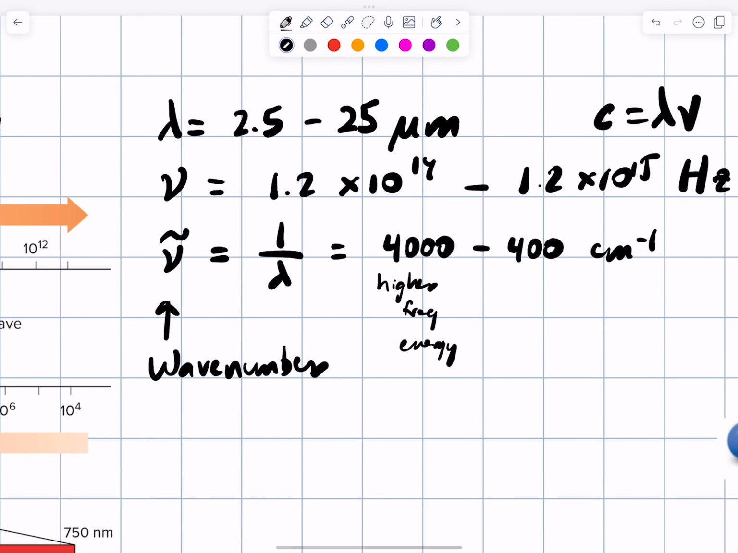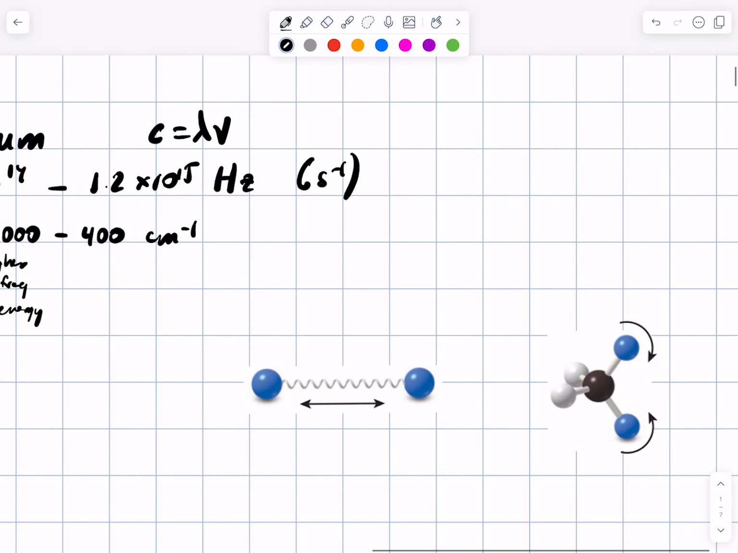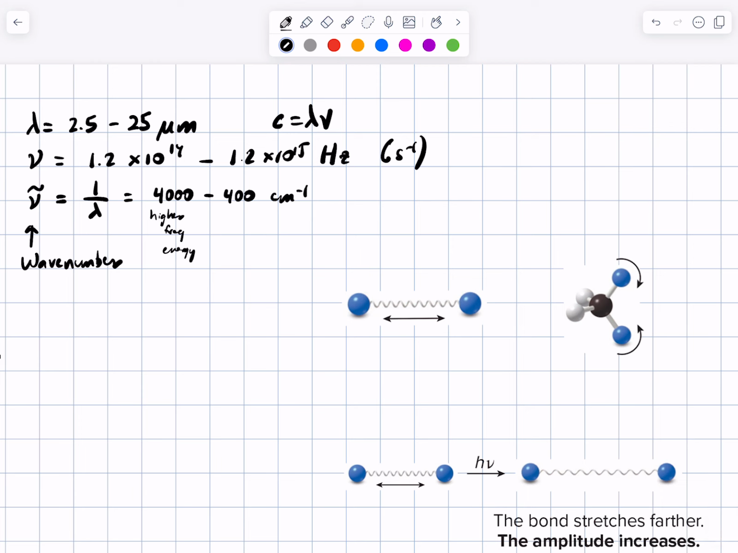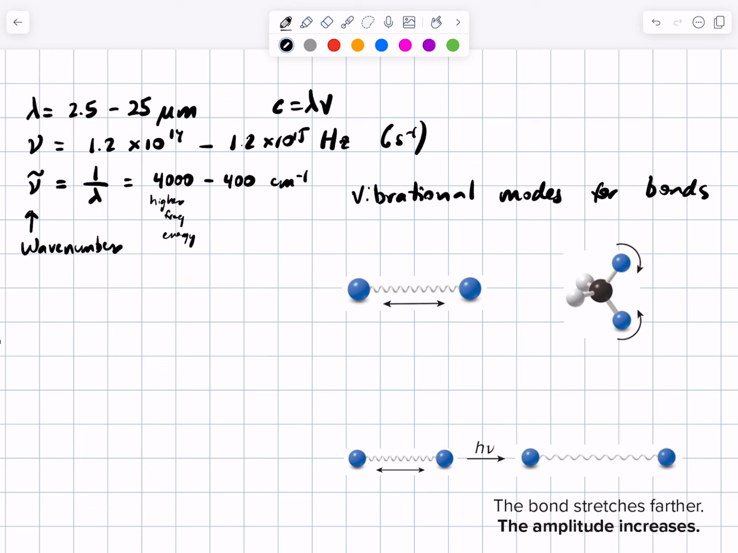Now, what does infrared spectroscopy measure? The idea is that the photons that are in the IR region report on vibrational modes for bonds. So bonds vibrate, and you can model them as two masses at the end of a spring. There are a few different ways that a bond can vibrate. You've got stretching, which is just parallel to the bond between the two atoms. They're stretching back and forth.